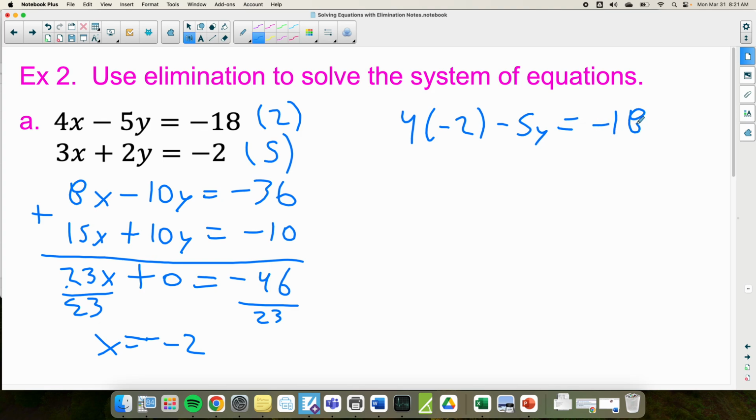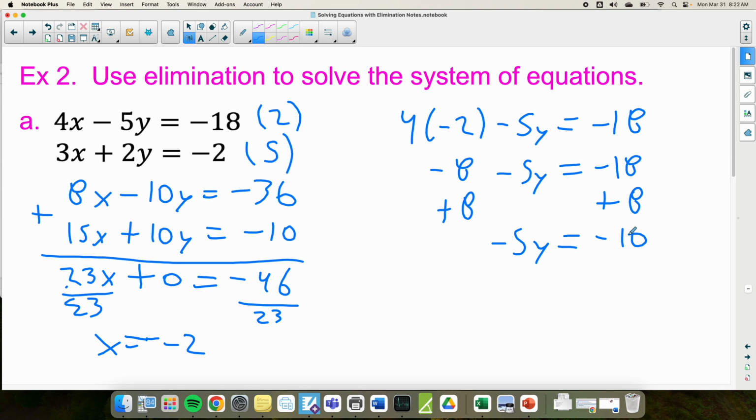So 4 times negative 2 is negative 8. You can add 8. And then you divide by negative 5. So y is 2. So your ordered pair would be negative 2, 2.